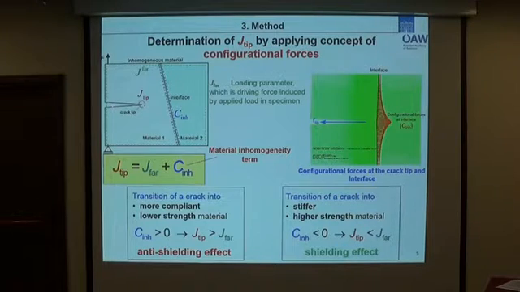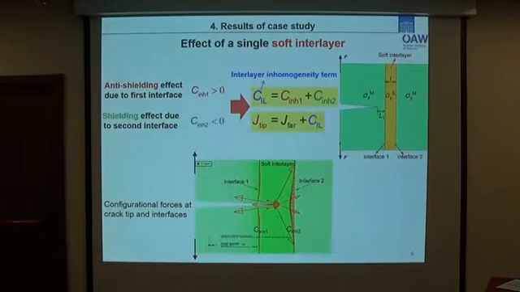When the crack propagates into a more compliant or lower strength material, C_inh is positive. And in this case, J_tip is larger than J_far, which means that the interface has an anti-shielding effect. But if the crack propagates into a stiffer or higher strength material, C_inh is negative, and J_tip becomes smaller than J_far. In this case, the interface has a shielding effect.